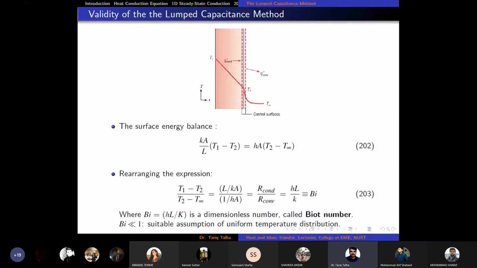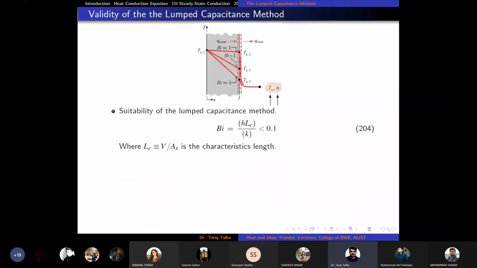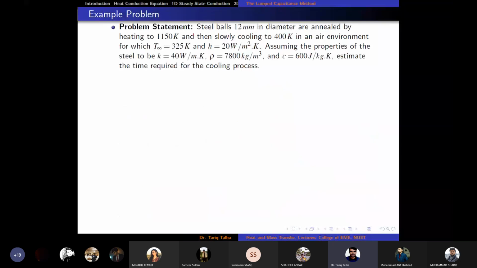Okay, thank you. So now we move on to the numerical problems. The first problem is that we have some steel balls which are 12 mm in diameter. They are annealed. Annealing is the process where we heat a material in a furnace to a higher temperature, and then we slowly cool it in an environment. Basically we put it in stationary air, so it would cool down at a slower pace, a gradual cooling process. That is called the annealing process.